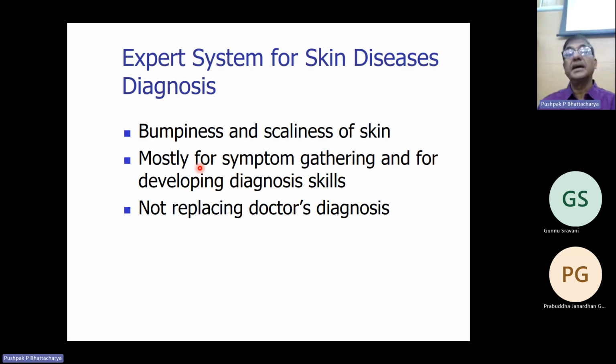The problem is that we need an assistant for a skin specialist. So we are creating an expert system for skin disease diagnosis. Skin disease diagnosis is a difficult problem because of many complexities. We are creating an AI assistant for a skin specialist.